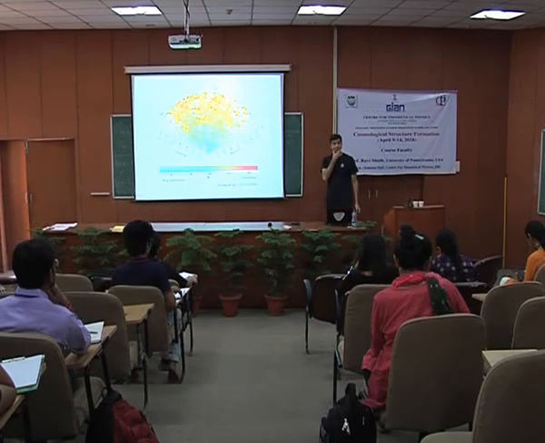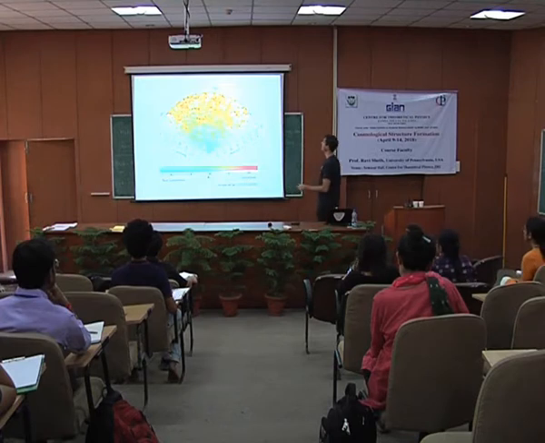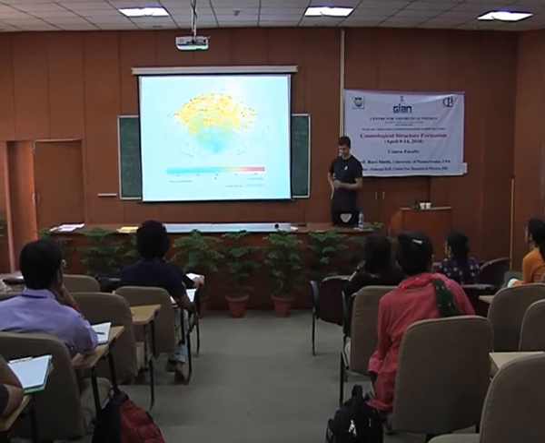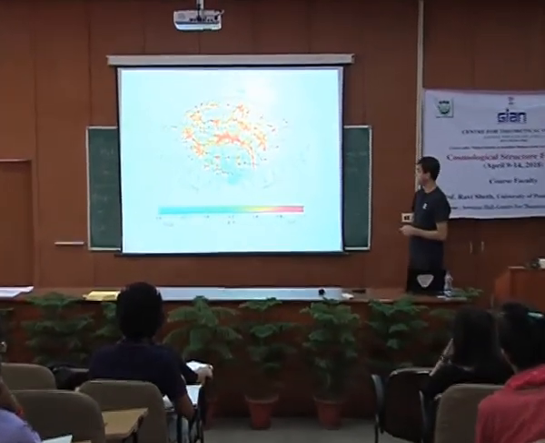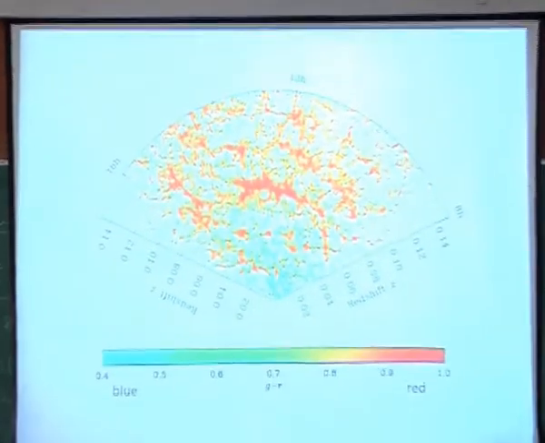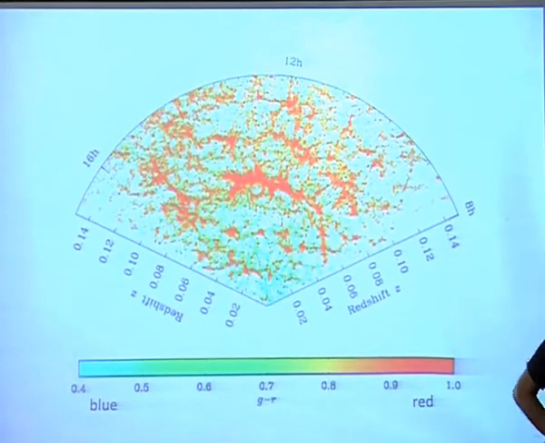Okay, so what's the goal? So the goal is clustering as a function of galaxy type. In this case, the red are the luminous, and the blue or the light green, they're the less luminous galaxies. Now the red is red galaxies, the blue is blue galaxies. So all these are different point processes that are tracing the same underlying dark matter distribution.